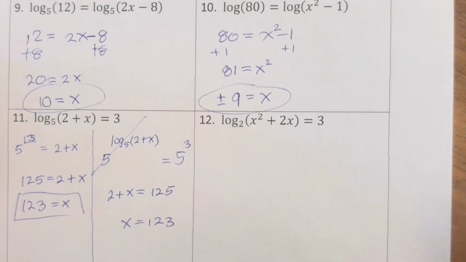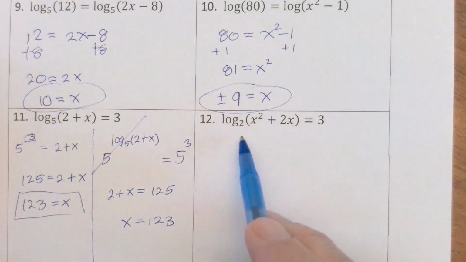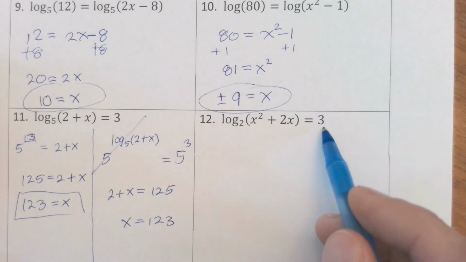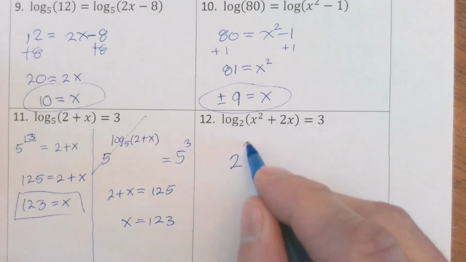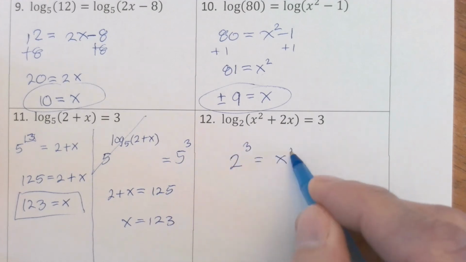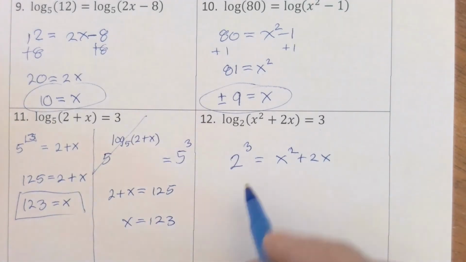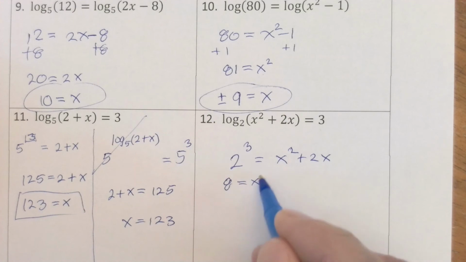Okay, I think I'll solve this one just one way. Most of my students like to use the definition of logarithm and say, okay, that's a log. That means it's an exponent. It likes to sit on a base. The base it sits on is 2. So 2 to the 3rd power equals x squared plus 2x, the contents or the argument of the logarithm. So 8 equals x squared plus 2x.